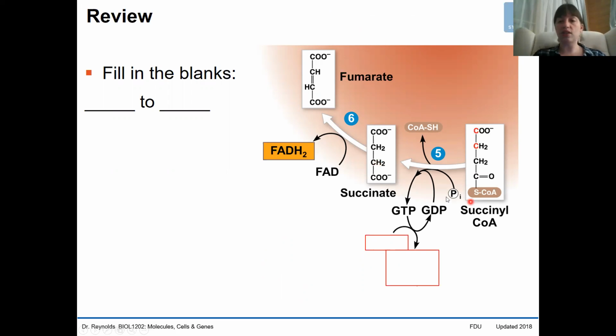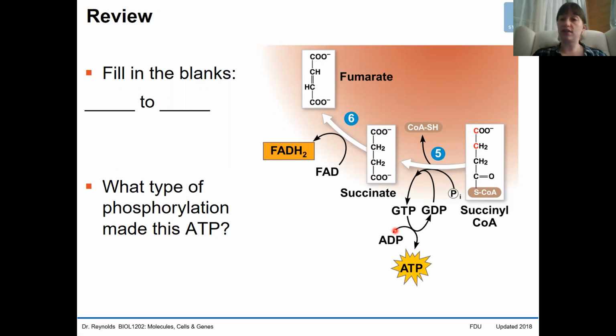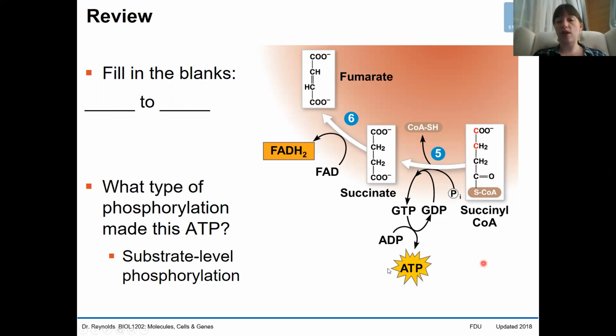But you will notice that there's an inorganic phosphate here which is being attached. GDP becomes GTP, or you could also say that ADP becomes ATP. What type of phosphorylation did this? Well, there's no oxygen present or necessary here, and we aren't doing photosynthesis, so this would be substrate level phosphorylation, the creation of an ATP molecule catalyzed by an enzyme.